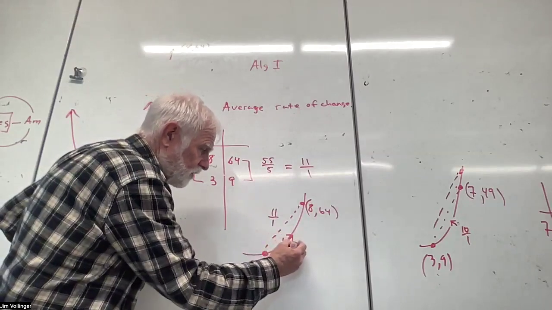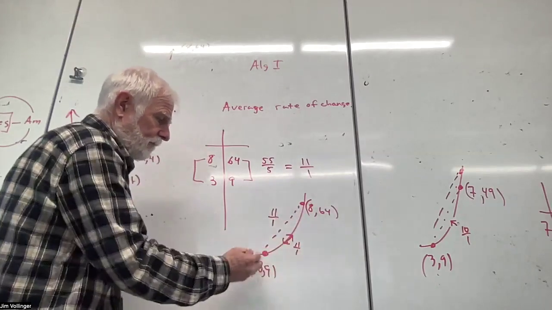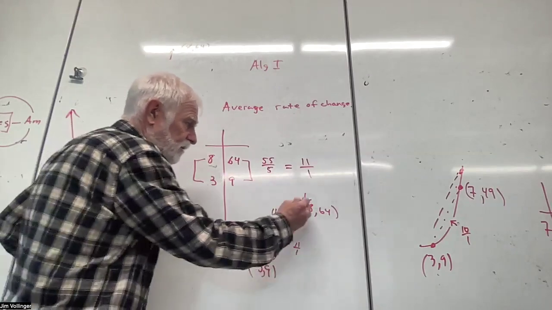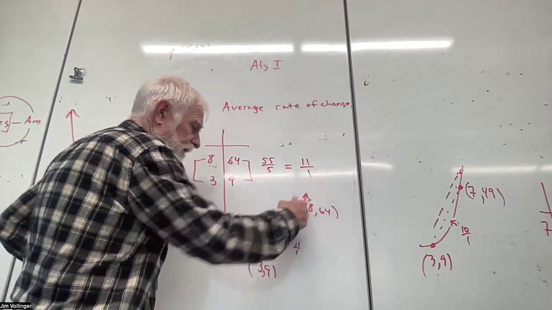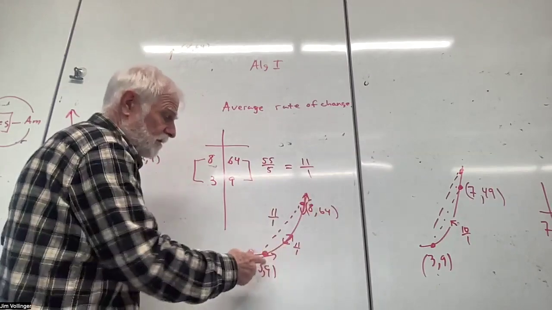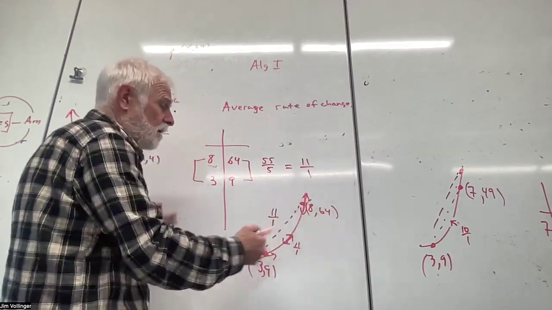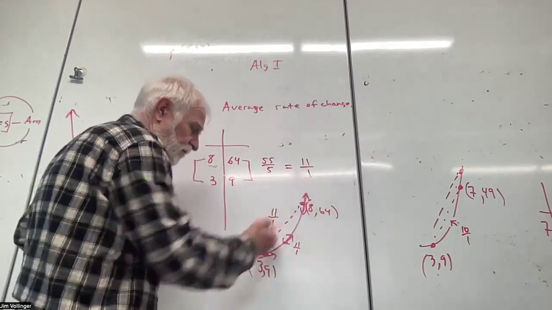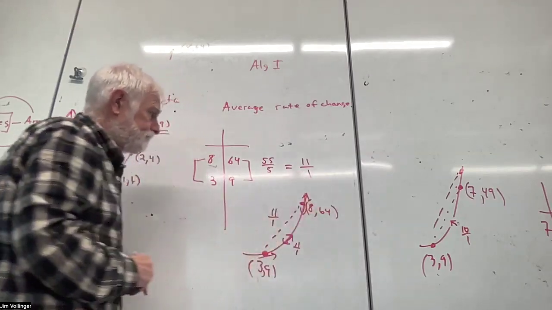Now, there is a place here that if I zoom in, I'm also going 11-to-1. You kind of see it, right? But at other places, if I draw tangents, those tangents aren't 11-to-1. This one's less, that one's more, but this is the average rate of change from this coordinate to that coordinate.